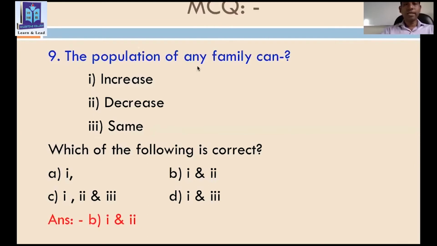Okay. Now, here question number 9. The population of any family can increase, decrease, or stay the same. Which of the following is correct? Okay, answer is B. It means increase and decrease both can happen.